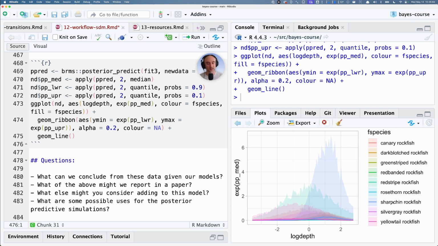So species like sharpchin that we've talked about before have a much wider spread of possible densities. There's a lot more variation from tow to tow in terms of how much density you see of sharpchin. Okay, so that is sort of a complete workflow for this problem. So we can conclude that if we're going to include these in a model, we probably would need to have variation in the relationship with depth for these species across species. Different levels of observation error was really important.